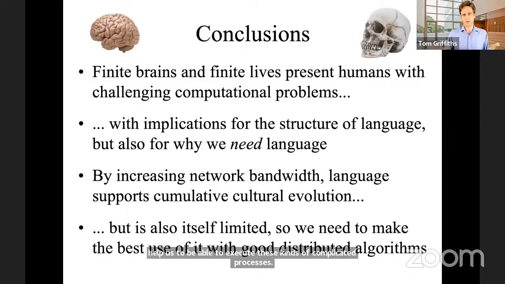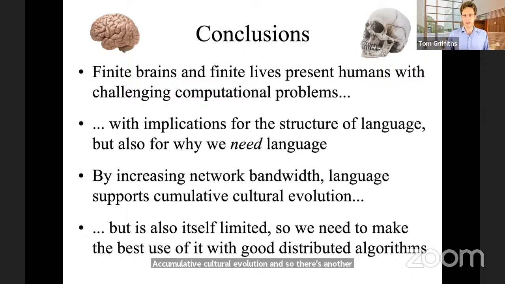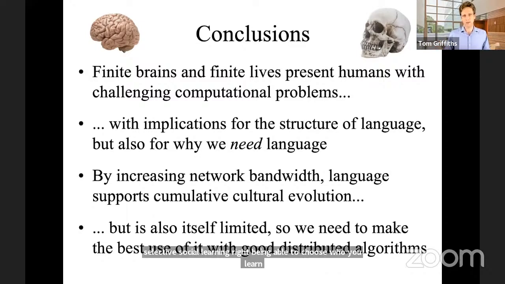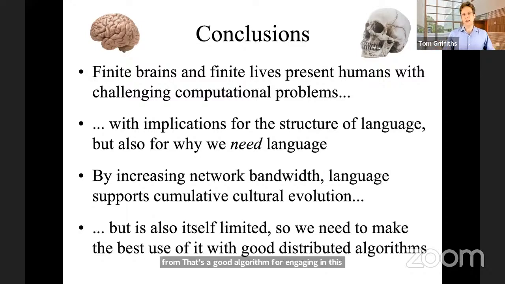And so there's another part of this, which is coming up with good distributed algorithms. That's the way that I'd characterize selective social learning, right? Being able to choose who you learn from. That's a good algorithm for engaging in this kind of distributed computation. It's an algorithm which we're able to make use of because we have these channels for communication that we're able to employ.